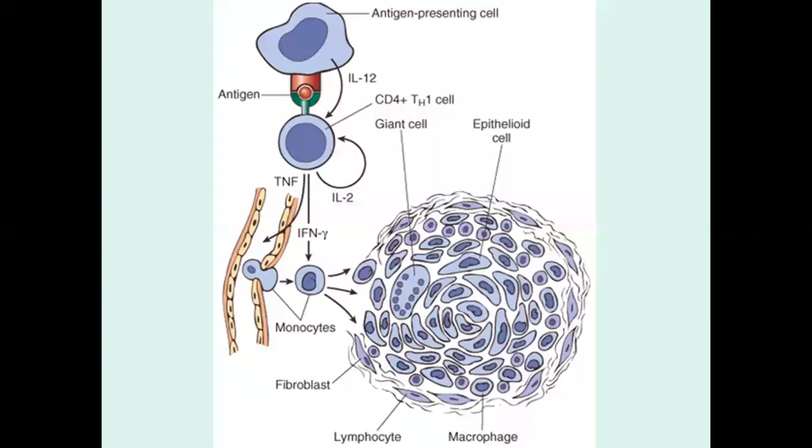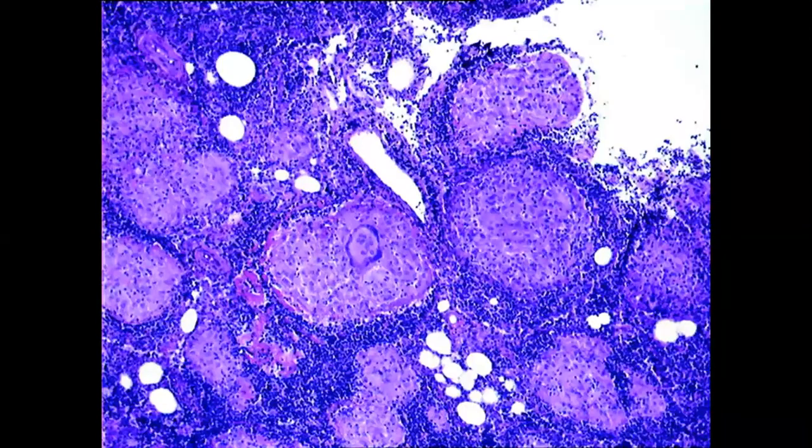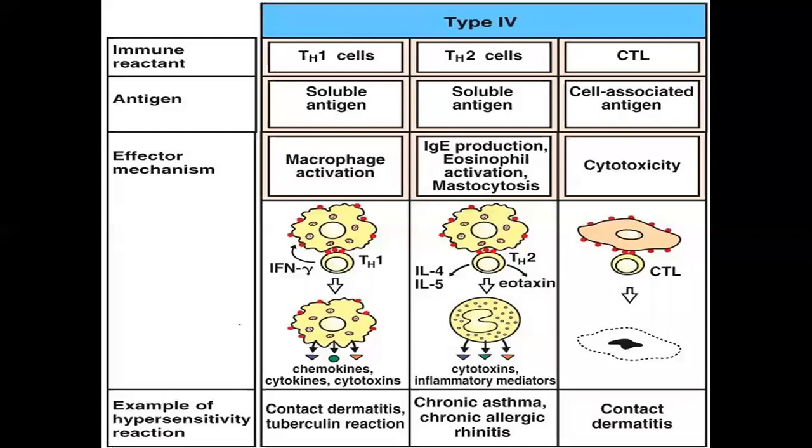So again, in a delayed type of hypersensitivity reaction, the symptoms are seen after a period of time. So you are going to have a contact with a plant or a metal or anything else, or maybe a bacteria in case of tuberculosis. So you're going to have a delayed type of hypersensitivity reaction. So this is a slide showing granulomas. So this is type 4 hypersensitivity reaction.